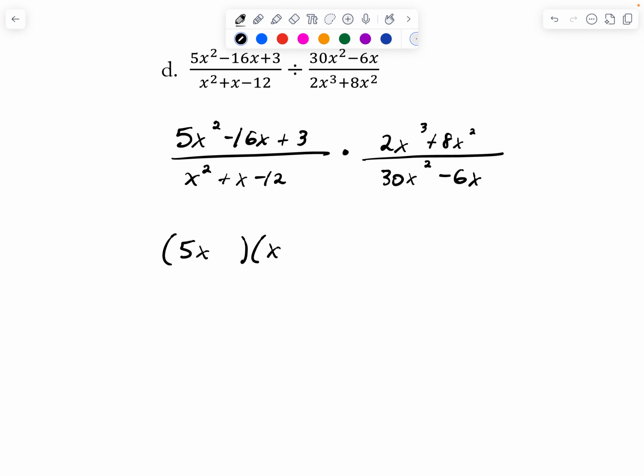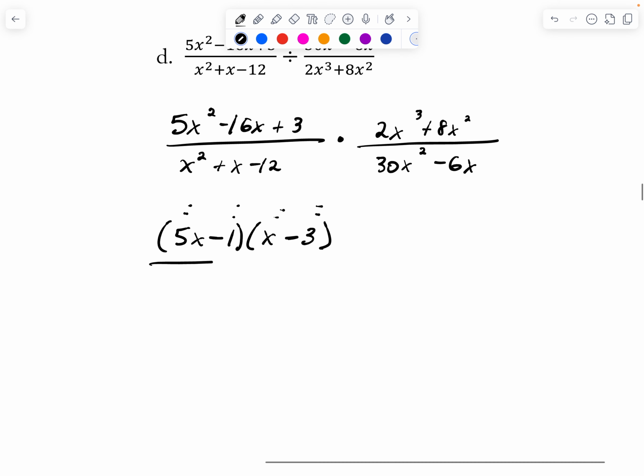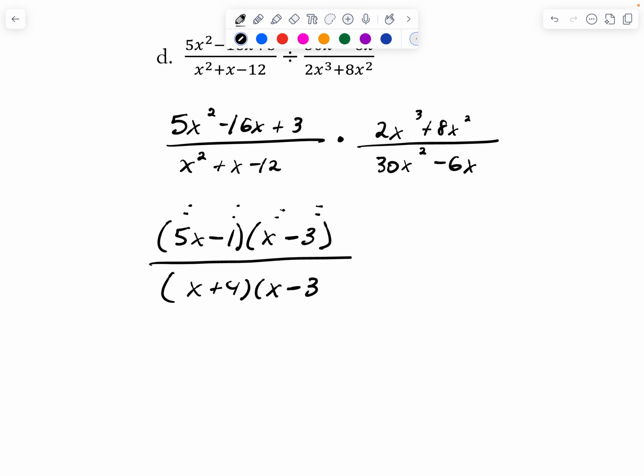So I'm going to factor this 5x squared minus 16x plus 3. Again, similar to the one that I did before, right? I know that there's only certain places these can go, and if I FOIL this, I will get that 5x squared minus 16x plus 3 all over. I have x, let's use 4 and 3, so plus 4 minus 3, right? Because 4 times negative 3 is negative 12. 4 minus 3 is 1.